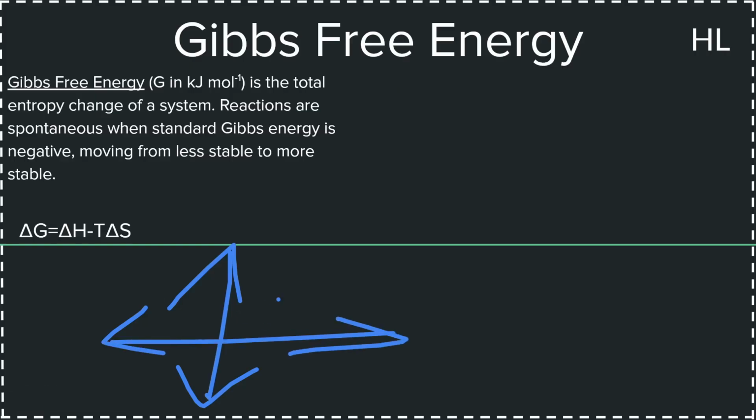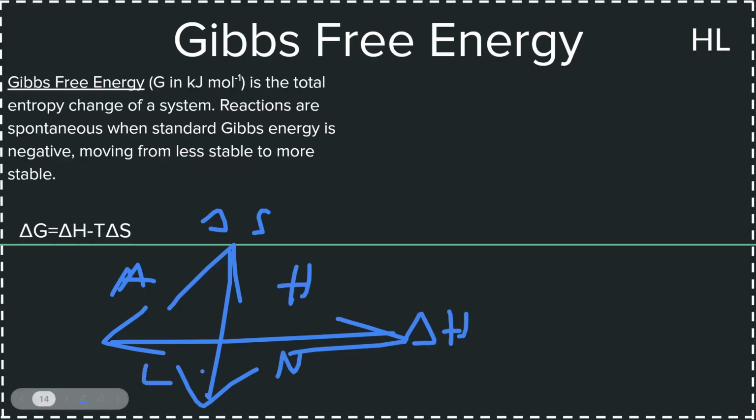I hope you can tell I did not take IB art, but if we have delta S on the y-axis and delta H on the x-axis, well, if Gibbs free energy is basically, can it be spontaneous? And spontaneous reactions occur always high, never low, right? Which is kind of the mnemonic I like to think about: the phrase always high, never low goes in a circle.